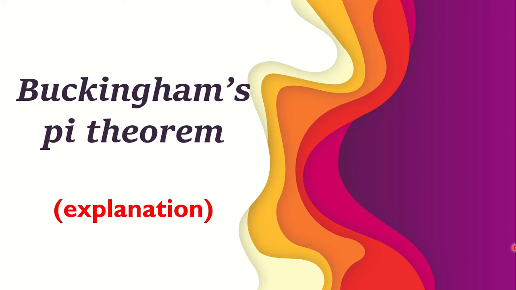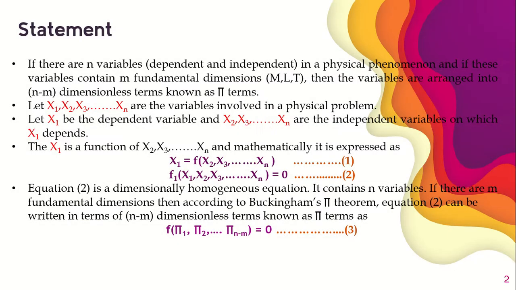So Buckingham's pi theorem is useful to establish a functional relationship between variables involved in a physical phenomenon which are greater than 4. Coming to the statement of Buckingham's pi theorem, suppose there are n variables involved in a physical phenomenon. Say you have any physical phenomenon where the total number of variables is n. So n involves both the dependent and the independent variables.